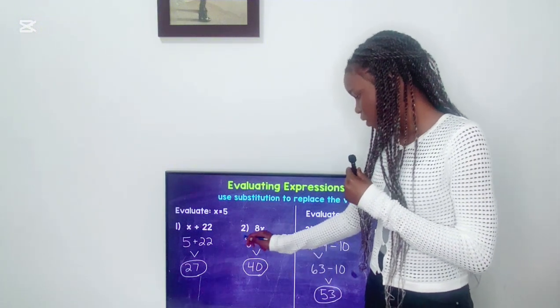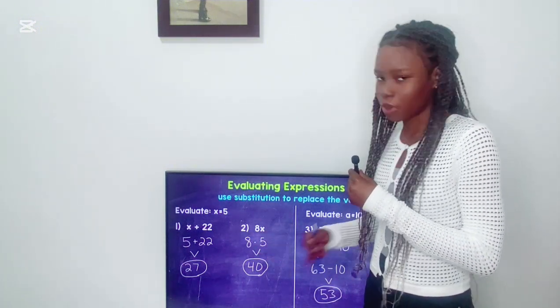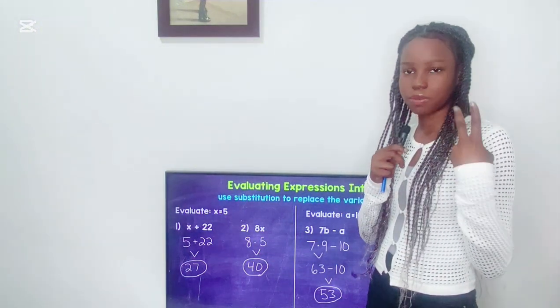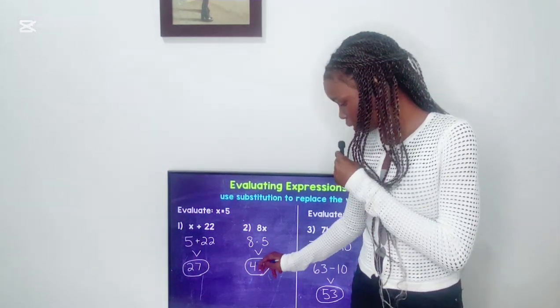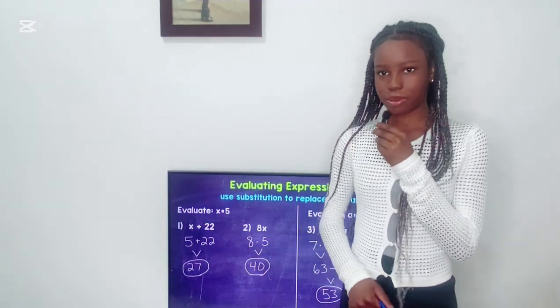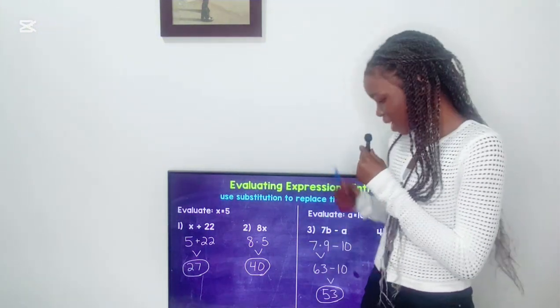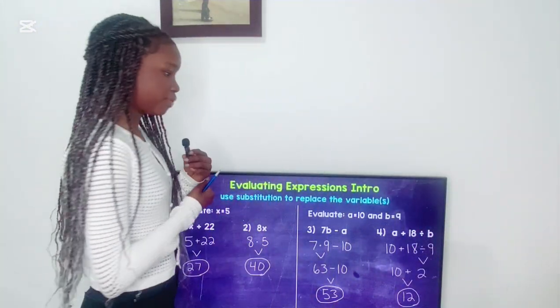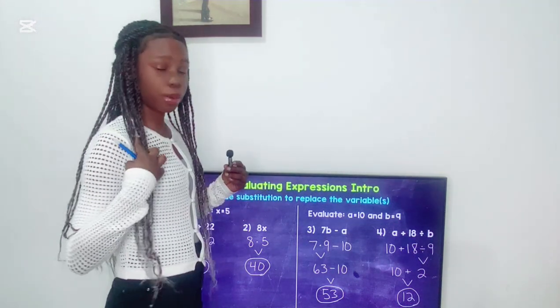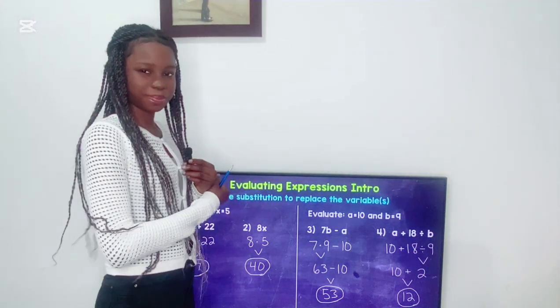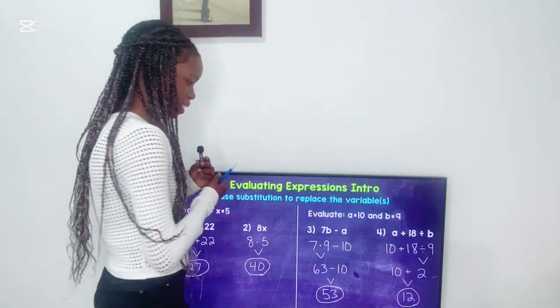So let's solve it. We have 8 times 5. 5, 10, 15, 20, 25, 30, 40. So 40 is our answer. It's pretty easy, right? Let's move on to more difficult ones. Well, it's not really difficult. It might be a bit complicated, but it's pretty easy when you get to know it.